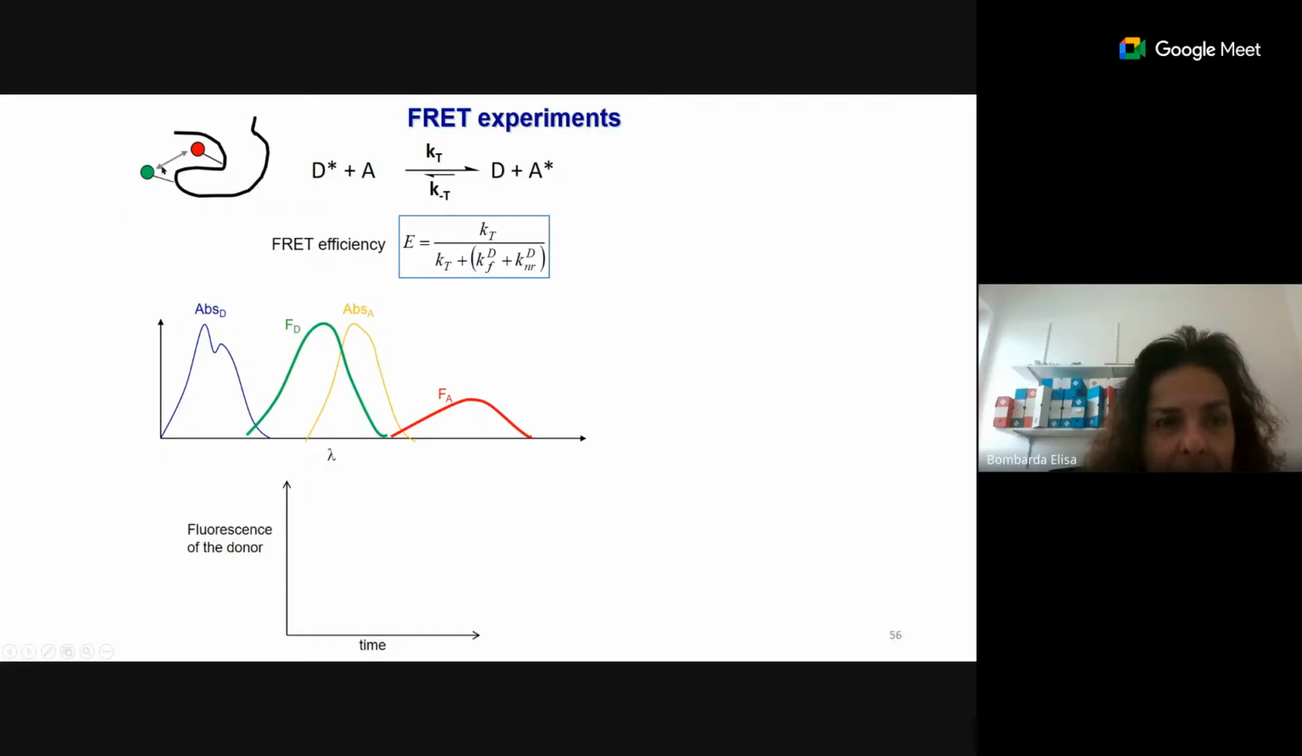Okay, we are in the situation: green is the donor, red is the acceptor. That is the interaction between the two, and we can calculate the FRET efficiency. As every efficiency, it is calculated as a ratio of the process of interest, kT in this case, over all the others.